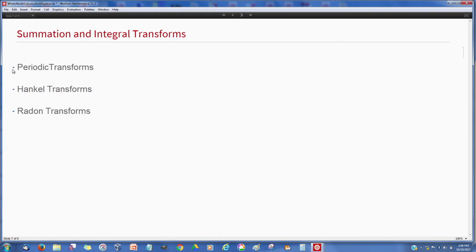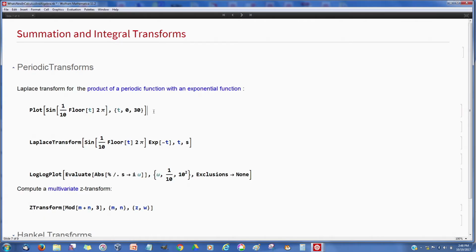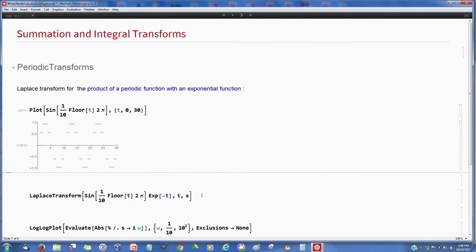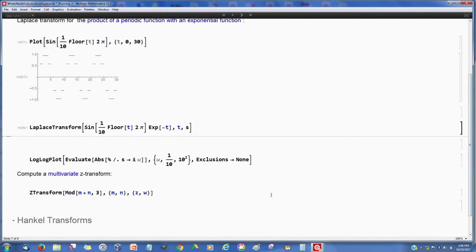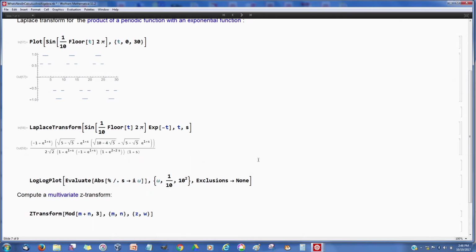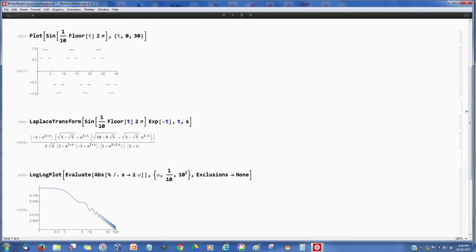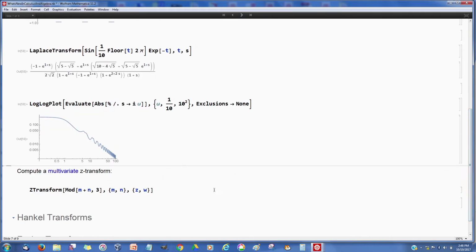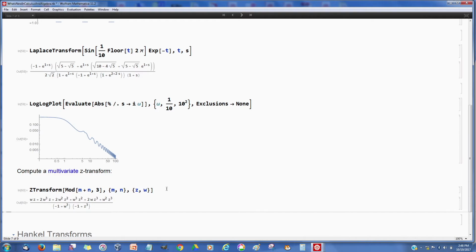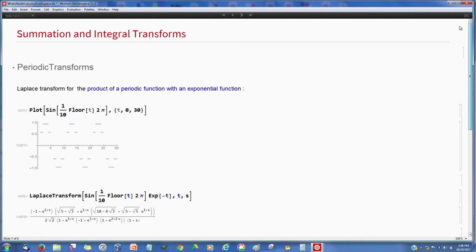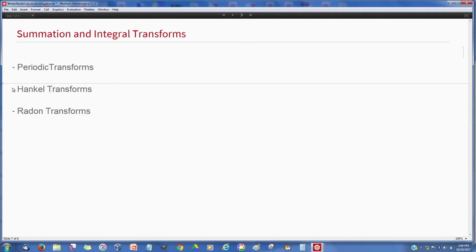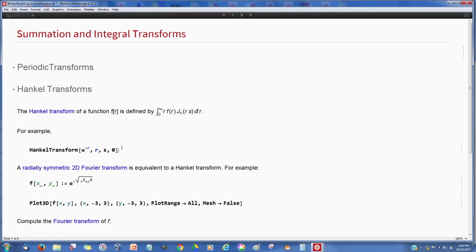Okay, on the transform side, we have nice improvements for periodic transforms, which Roger observed are easy to do because you can reduce your transform to a finite interval. And here's a Laplace transform example, which would actually be impossible early on. That's a plot of the Laplace transform for complex arguments. The Z transform is much faster for multivariate inputs. That's important for the future.